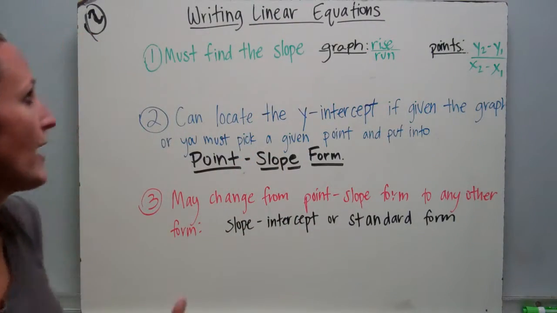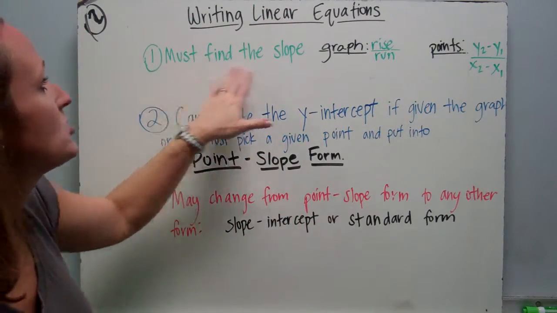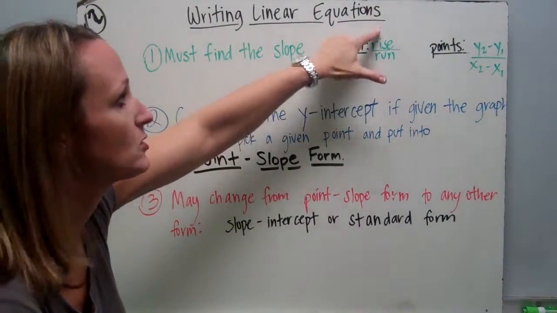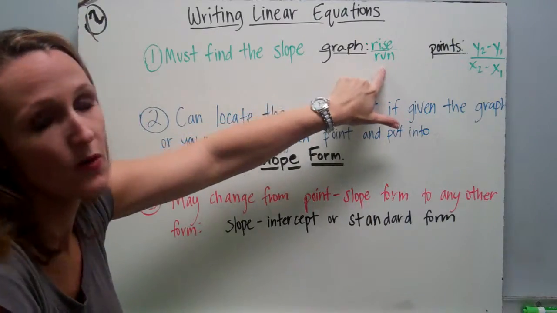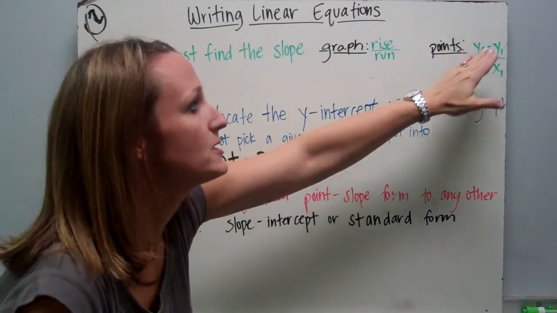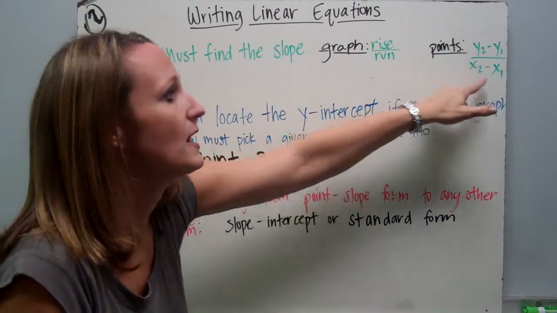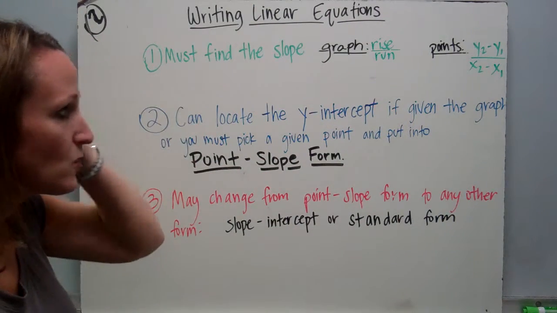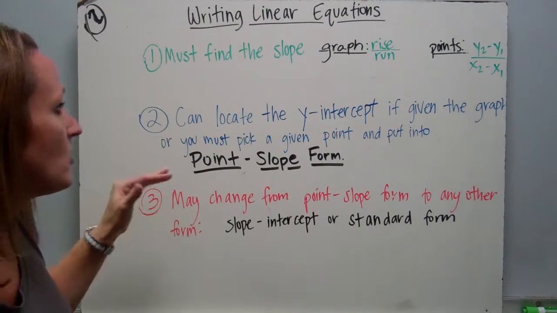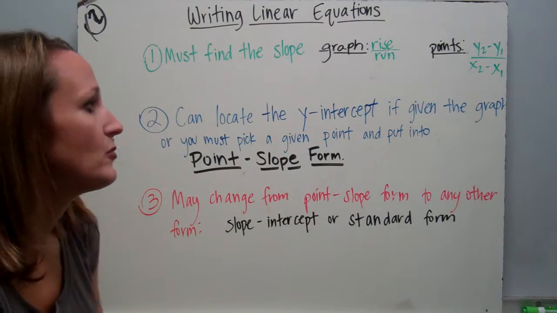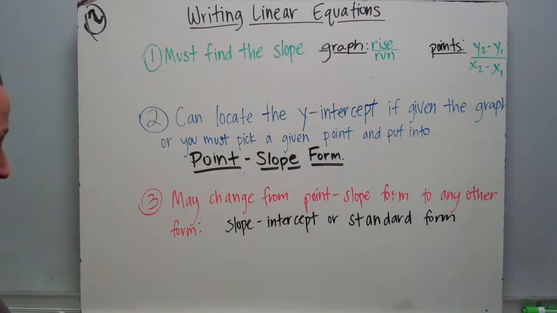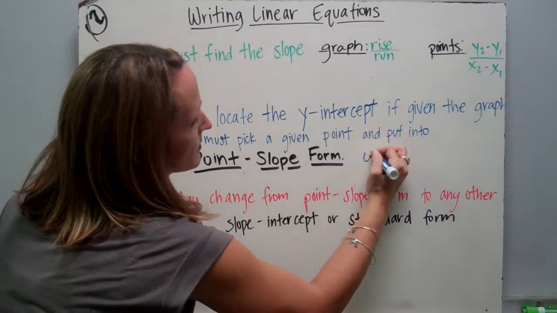So how do we write linear equations? Well, first, you've got to find the slope. You can look at the graph and just look at the rise over the run, or you can find it from points, where you do y2 minus y1 over x2 minus x1. You can locate the y-intercept if you're given the graph, or you can pick a given point and put it into point-slope form, which, remember, is this one.